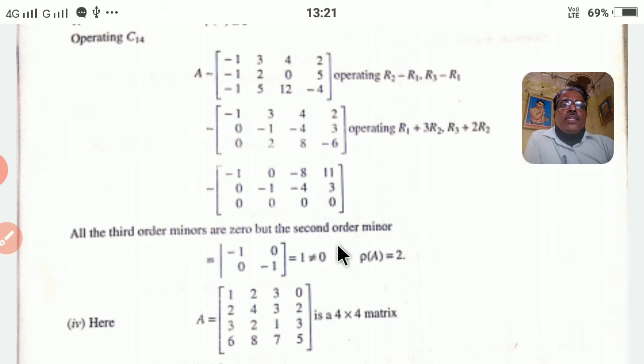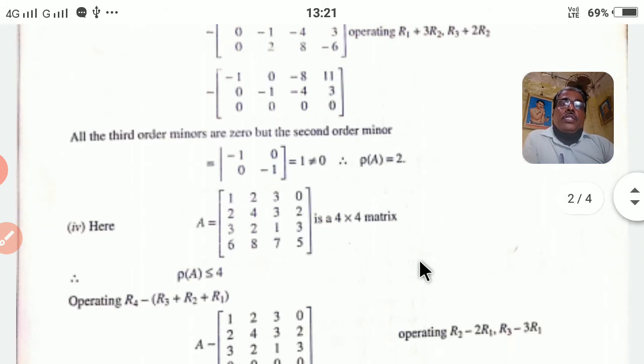So therefore, if it is not equal to 0, then the rank of A is equal to what? It is the next order, m plus 1. So the rank of A is 2. Rank of A is 2.